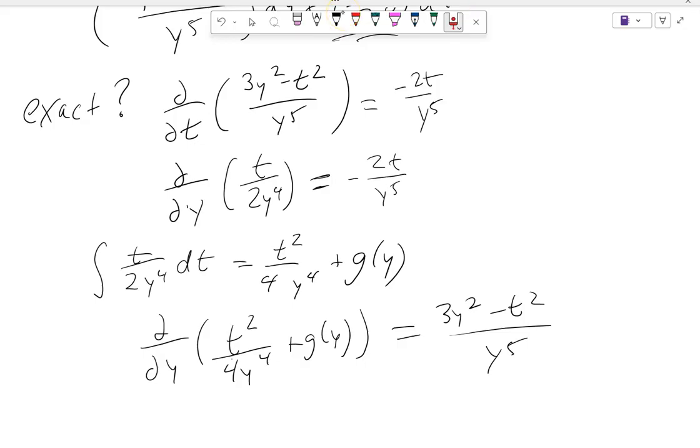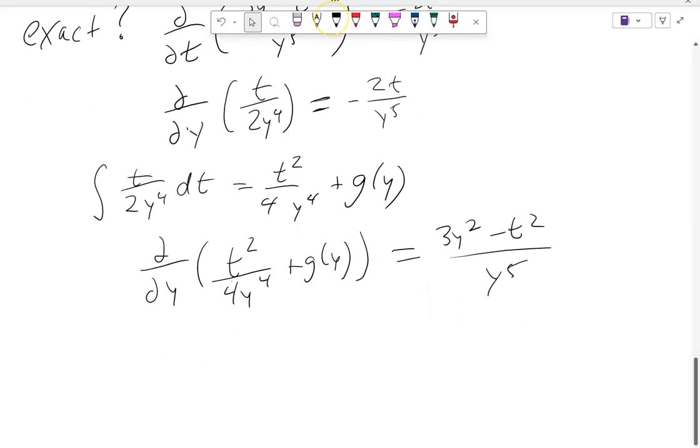All right. Derivative with respect to y. I'm going to do the easy one, plus g prime of y. You tell me the other one. Good. It's a y to the negative 4 again, right? Its derivative is negative 4y to the negative 5. The 4's will cancel.